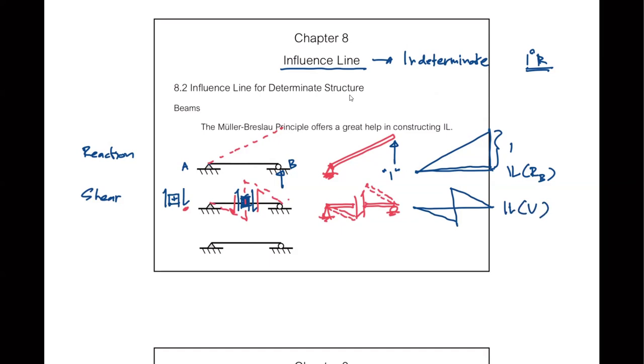And now, because you know only the shape, if you want to have the number, you're going to have to use your engineering knowledge. And you will know because we use the unit load. So that means this distance will have to be equal to 1, right? And now you can use the similar triangle to determine how much this and that ordinate are going to be. Okay. The last one is the moment.